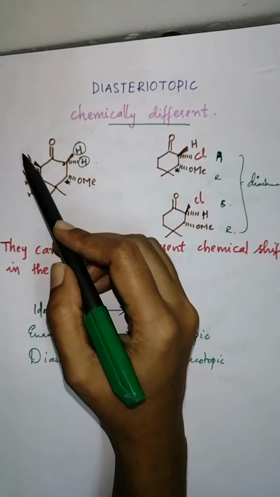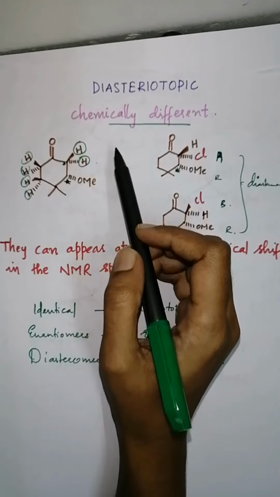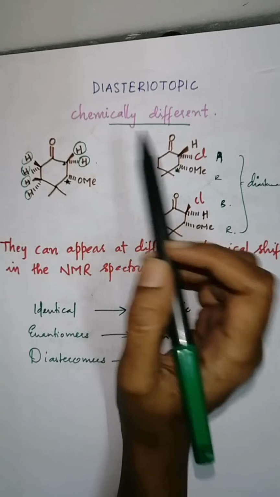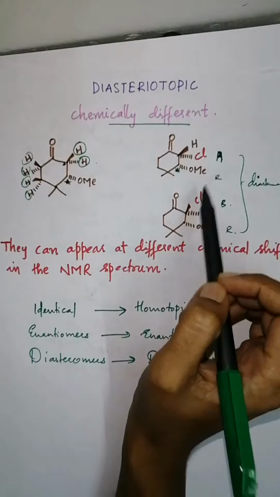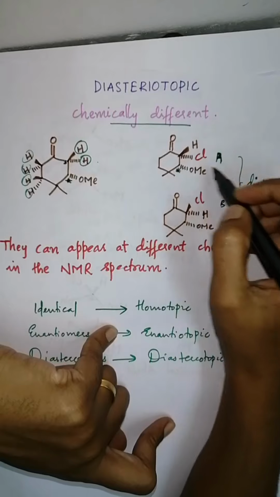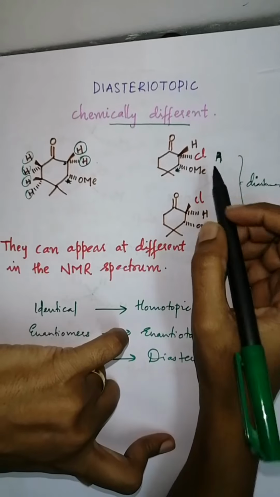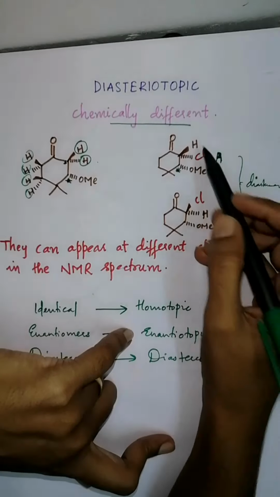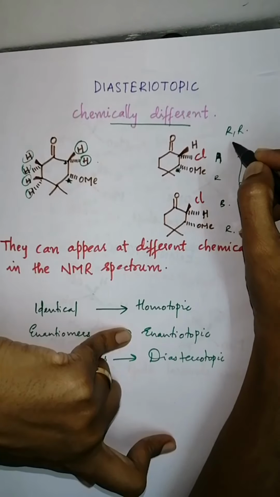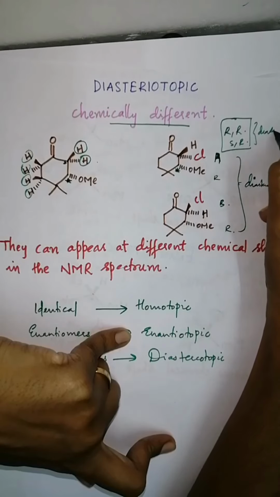Actually, in this structure, we can see that these two protons will be mutually diastereotopic. For clarification, let's discuss these two protons. We replace this proton with chlorine and the other proton with chlorine, so we'll get these two structures. Suppose we give RS notation to this chiral center, we are getting R, and this one is also getting R. So just by interchanging the hydrogen and chlorine, we'll get S and R. So one is R and the other one is S. What is the relationship between these two? They are nothing but diastereotopic.